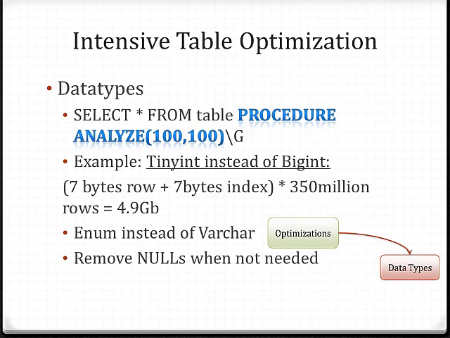So the data type. So I just use procedure analyse. You do select star from table procedure analyse. You can do like 1-1. You don't have to do 100-100. You do 1-1, and it will in a lot of cases give you good advice.